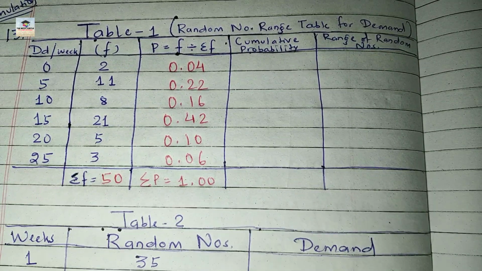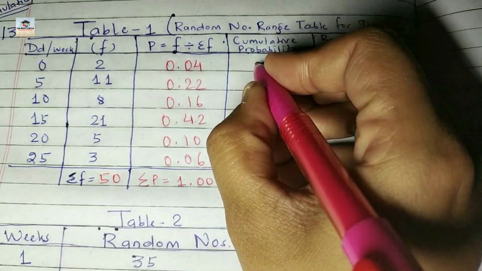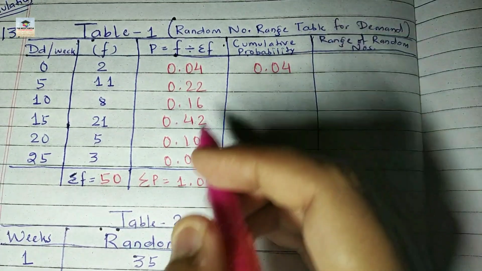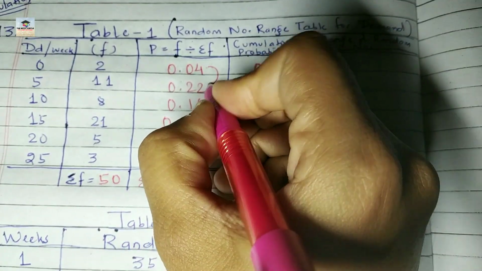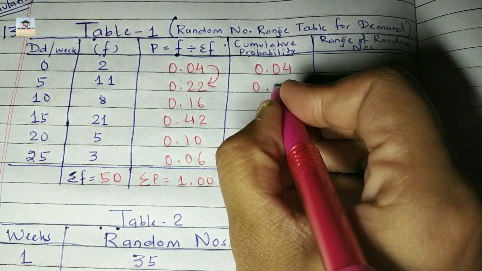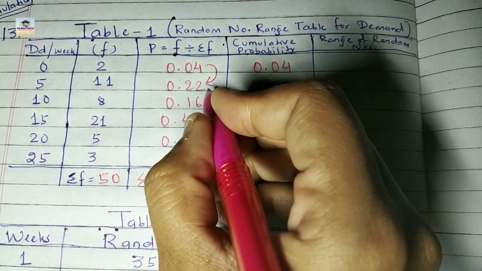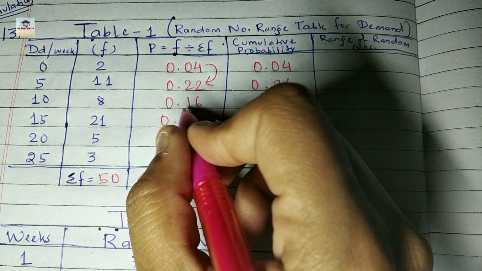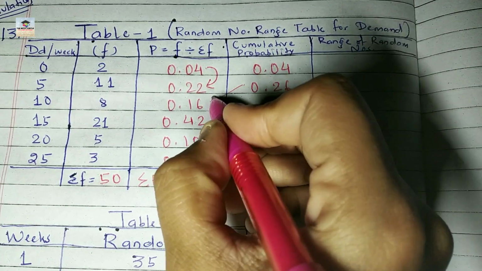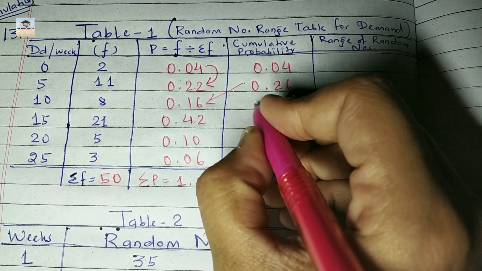Now let's calculate cumulative probability. ये तो आपका 0.04 ही रहेगा. And the next will be what? इसमें आपको ये ऐड करना है. So it will be what? 0.26. Then again you have to add 0.16 in 0.26. ये कितना हो जाएगा?